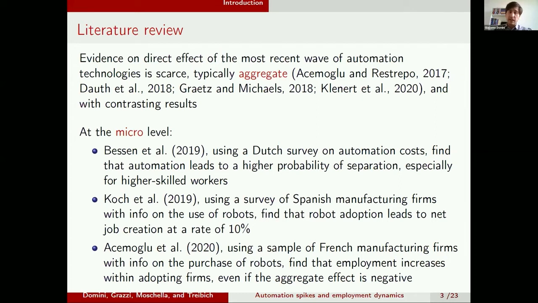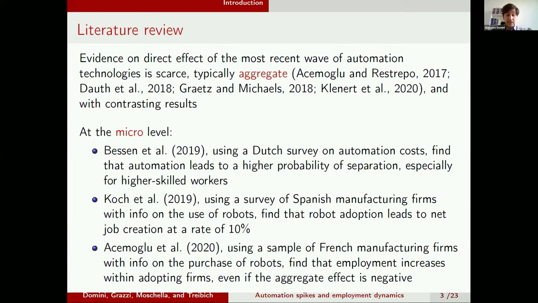Only more recently came micro-level evidence, so worker level and firm level. The very first contribution, to my knowledge, is the one by Bessen et al. 2019, worker level based on Dutch survey data, finding that automation leads to a higher probability of separation for workers in automating firms. But then moving to the firm level, for example, Koch et al. and Acemoglu et al. 2020 find that automating firms actually experience an increase in their employment after automating. And actually now the list of references got richer, and this positive correlation between automation and firm level employment still keeps being found.